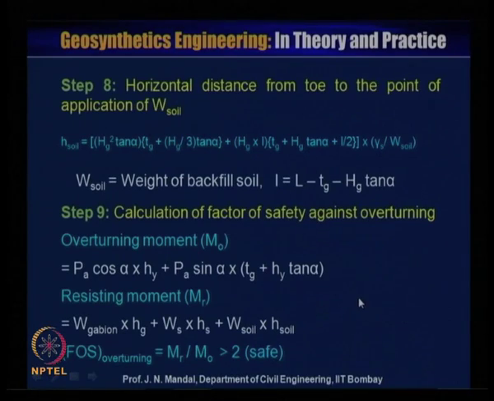So resisting moment Mr is W of Gabion into Hg plus W of S into Hs plus W of soil into H of soil. That means the resisting moment is due to the Gabion, due to the surcharge Ws at distance Hs, and also W soil into H of soil. Then you check the factor of safety against overturning, that is Mr by M0, and it should be greater than 2, then it is safe.